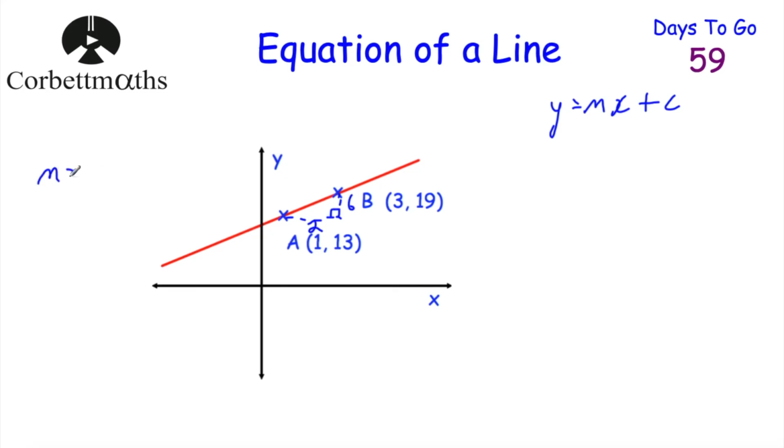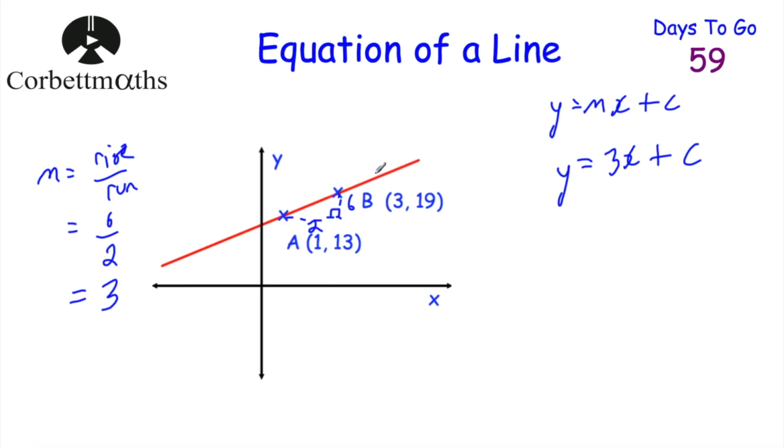So the gradient m is equal to the rise divided by the run. That's equal to the rise, which is 6, divided by the run, which is 2. And 6 divided by 2 is 3. So the gradient of this line is 3. So we've got y equals 3x plus c. Now we want to find where it crosses the y-axis. There are a couple of approaches you could use. Remember the gradient's 3, that means we go across 1, up 3, across 1, up 3, across 1, up 3, and so on.